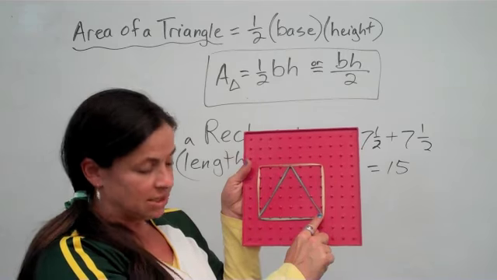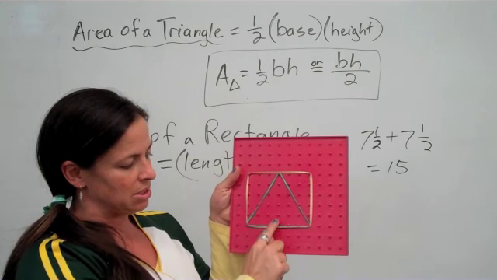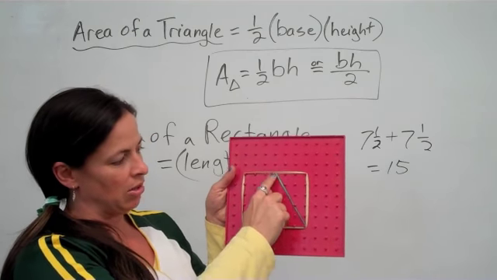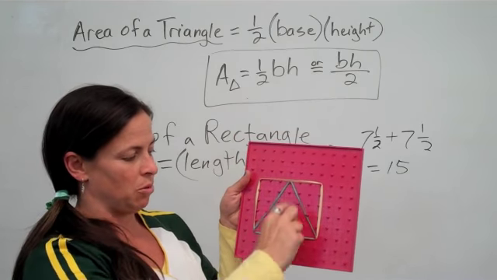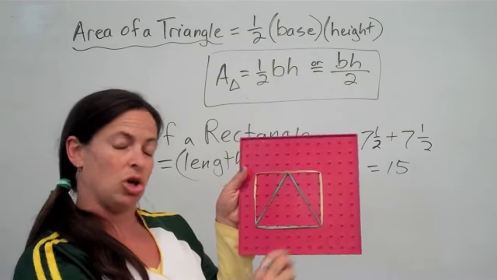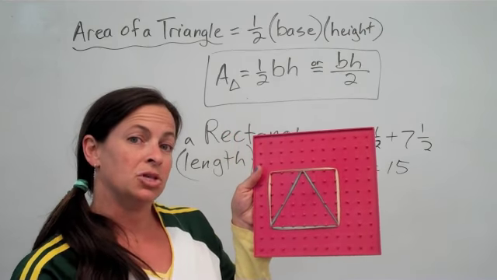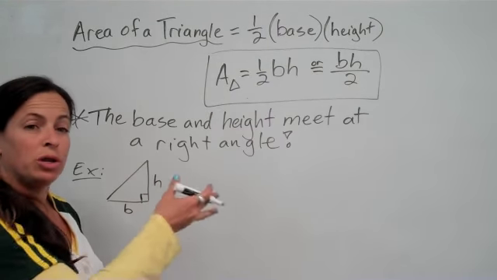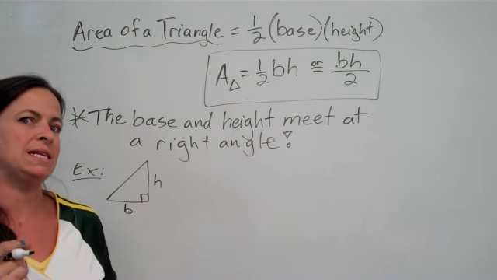And the base is in fact 6. And the height, though, is where it meets the base at a right angle, and that is 5. So no need to break it into 2 separate triangles with the height of 5. Instead, I can just call it 1 triangle with the base 6 and the height 5. Okay? So an important thing to write down is that the base and the height meet at a right angle.